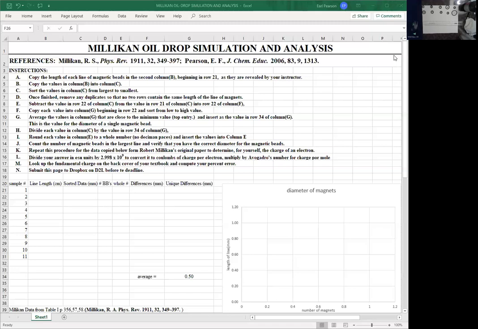So what I've done is I have modified the experiment to determine, instead of the mass of a bead, we're going to determine the diameter of a bead. And we're going to do that in the same way. We'll get the diameter of several magnetic beads, and then we'll measure the length of that string of beads, and then we'll rank them. So let's go through the experiment, and I'll show you.